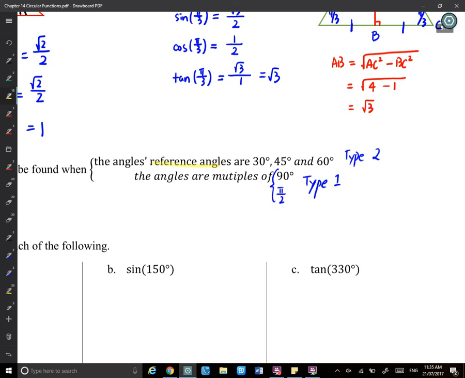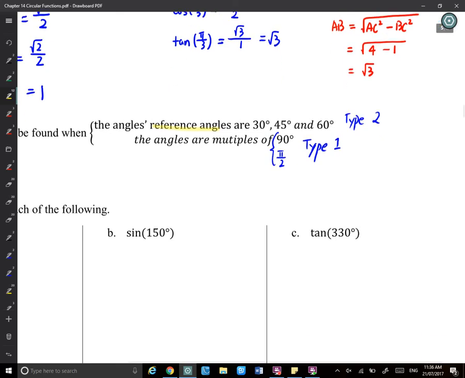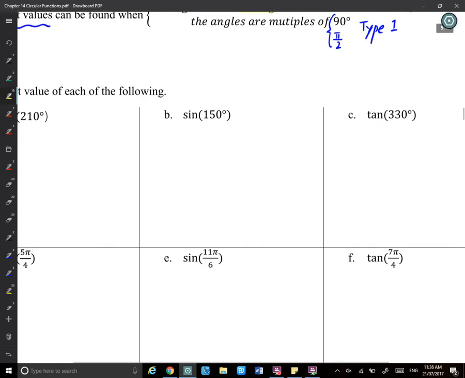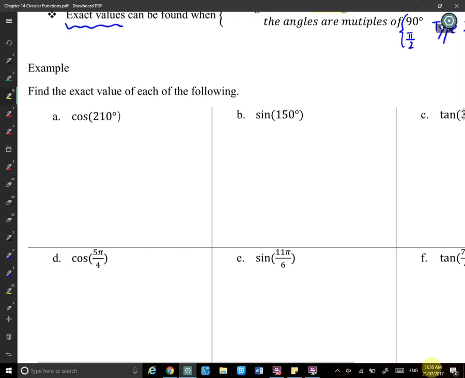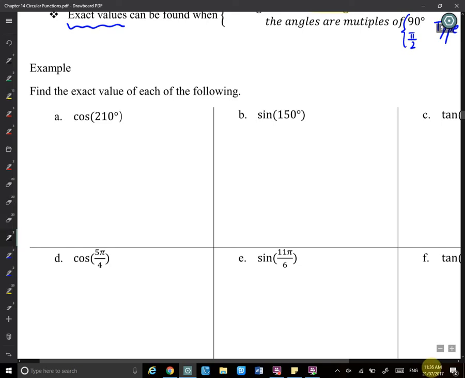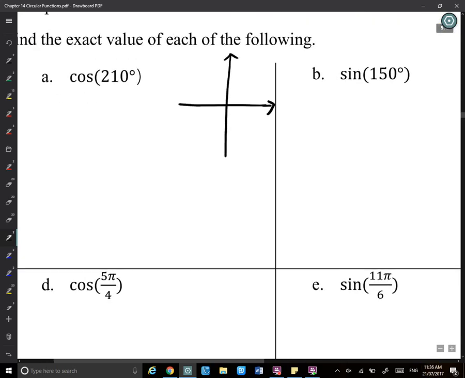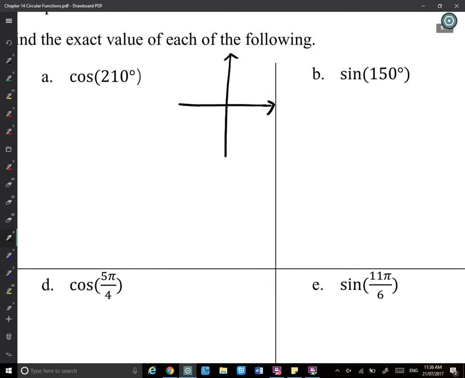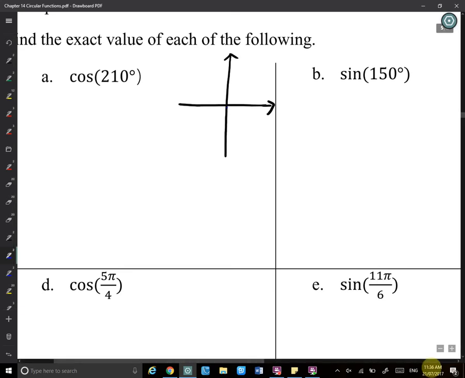So what is the reference angle? I will just show you the reference angle for the first three. Don't worry about what the question is asking. Now we're just aiming for finding the reference angle for 210. What you need to do is draw a Cartesian plane and show where is 210. Just find it, where is it? Okay, from here to here, that's 210 degrees.